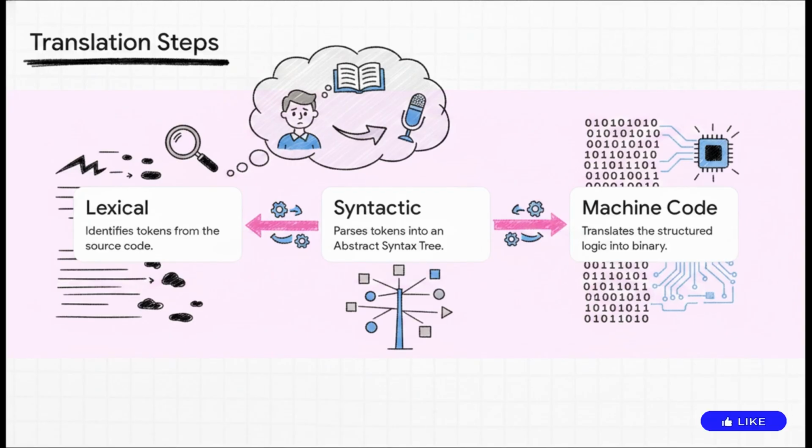Imagine you're learning a brand new language from scratch. First, you'd probably try to just identify the basic nouns and verbs, right? That is exactly step 1, lexical analysis. This is where the source code is broken down into little chunks called tokens. Then, obviously, you try to figure out the grammar. Like, how do those nouns and verbs actually fit together? That's step 2, syntactic analysis, which builds something called an AST. And finally, the whole shebang is translated down into step 3, pure machine code.